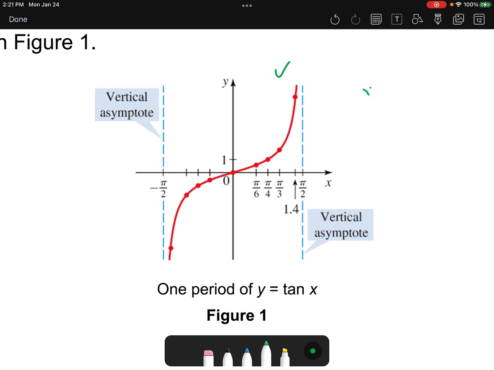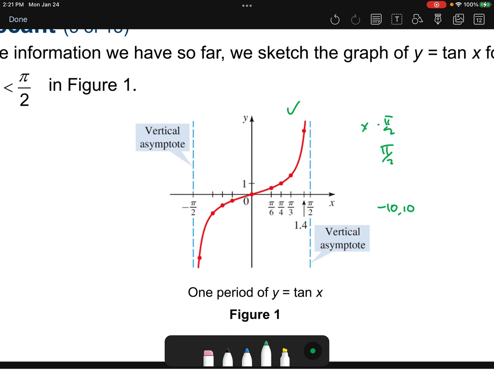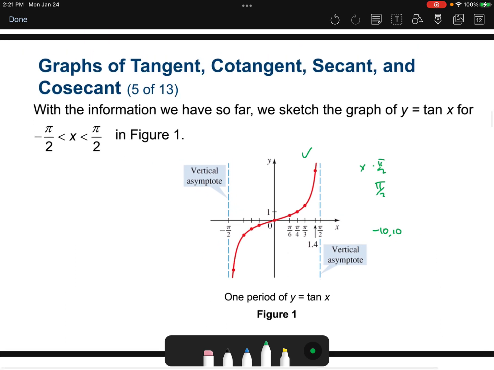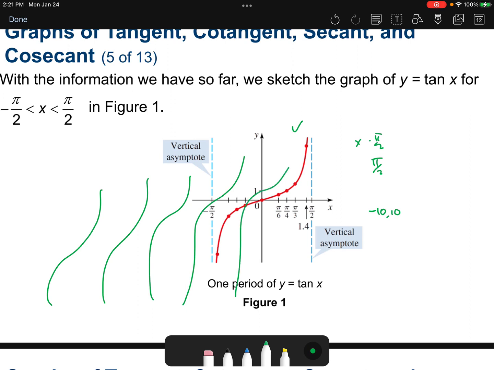It looks exactly like this. So x goes negative pi over 2 to positive pi over 2, and y goes negative 10 to 10 by ones. So we get this nice tangent graph. Now, that's one period, and notice the period is pi. But if we really want to see what this would look like, hit zoom 7, and we see this going on.